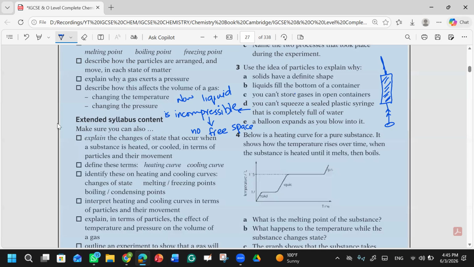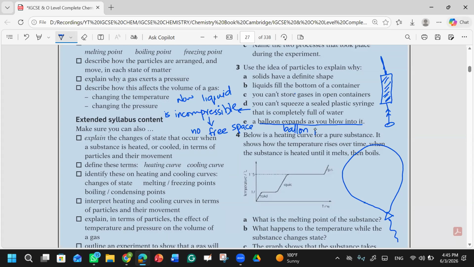Your concept is clear, but how will we answer it? Maybe we could say a balloon expands as you blow into it, right? When you blow air into a balloon, there's a lot of gas particles, and they move rapidly in all directions. That makes the balloon inflated, and it cannot have more space, so it blows up.